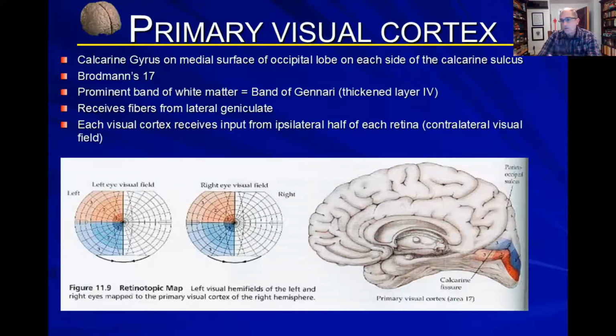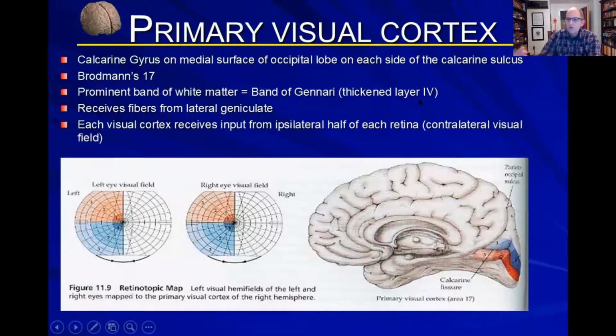How about the visual sensation? So primary visual cortex. We've introduced that a little bit back here in the occipital lobe. The calcarine gyrus on the medial surface of the lobe is split by the calcarine sulcus. That's Brodmann's area 17. You probably have come across this prominent band of white matter called the band of Gennari, this very thickened layer 4 in the cortex.